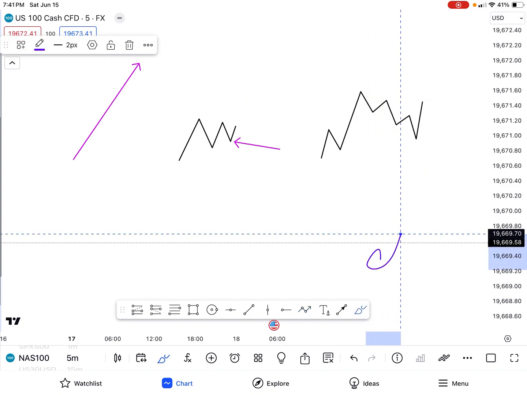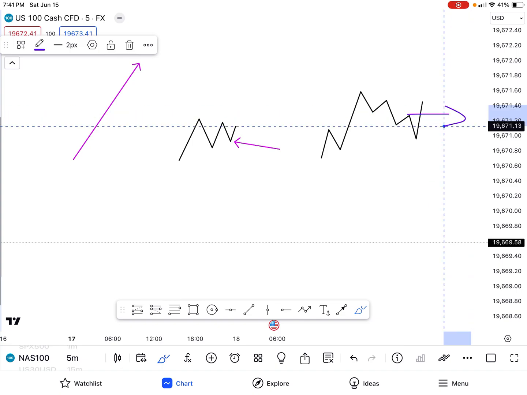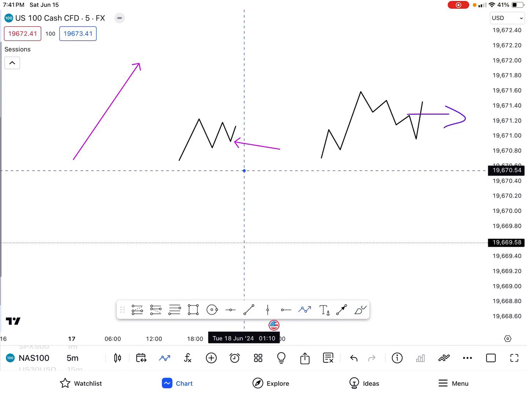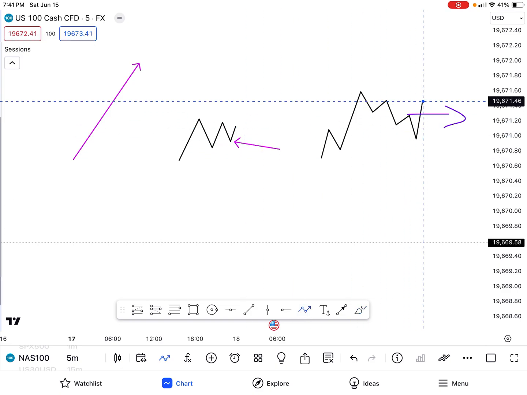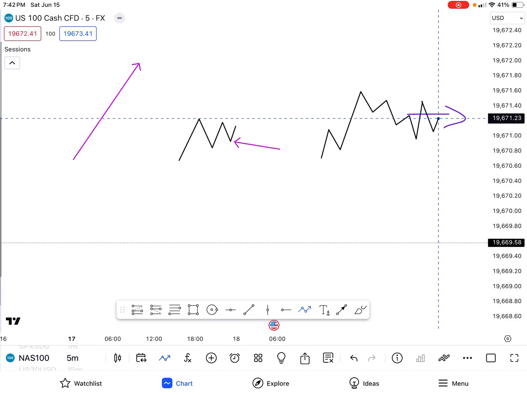Right, guys, it broke structure. Ooh, what the heck? Looks like I'm doing cursive. Broke structure here. Now, after that break of structure, price ended up going and continuing.